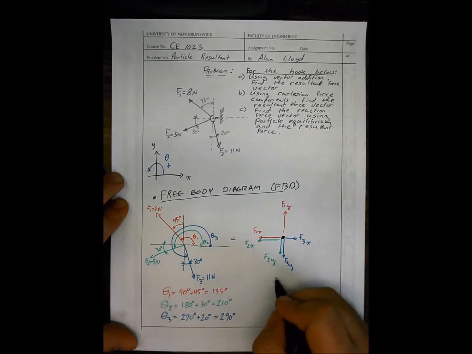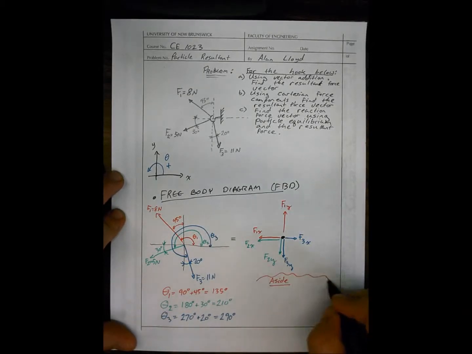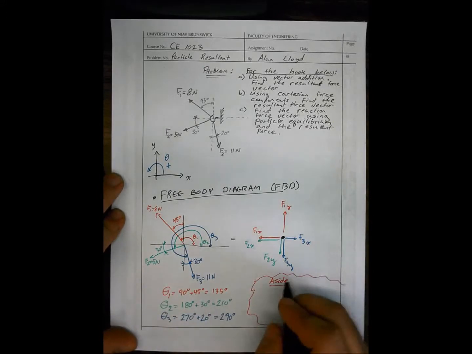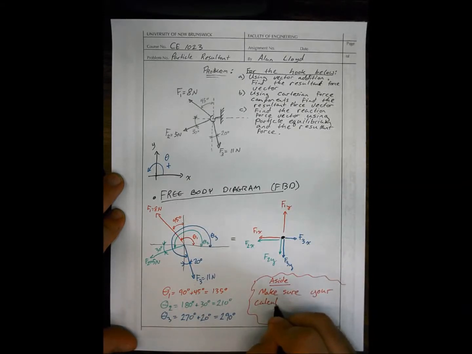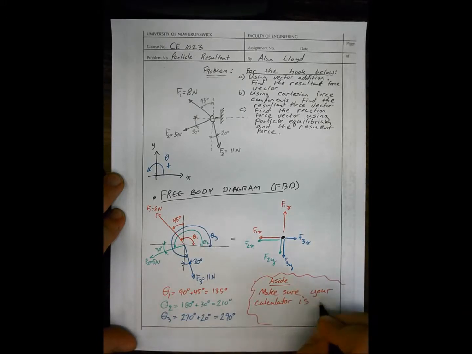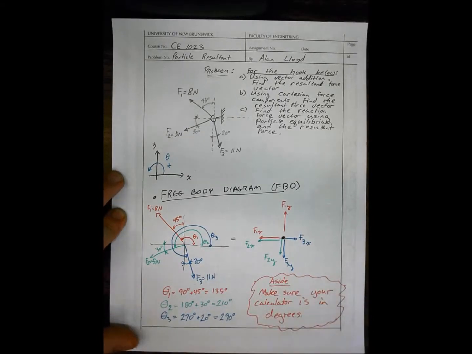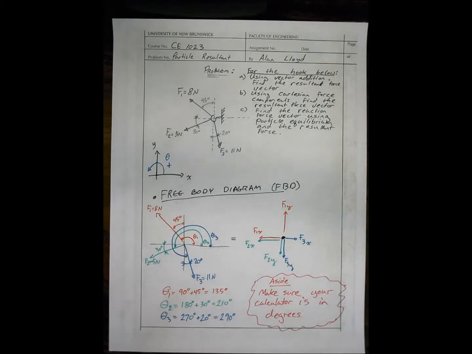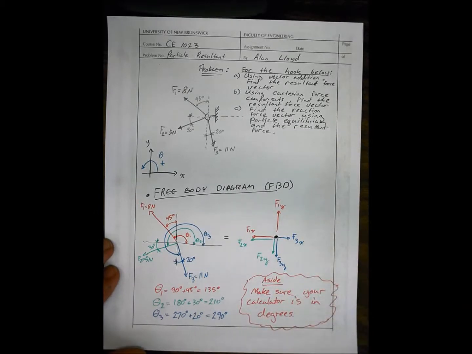Now, I'll just put an aside here because I've seen this happen too many times. I'll put a little squiggly line around it so we know it's not part of the problem. Make sure your calculator is in degrees, and make sure you know how to change it from radians and gradians to degrees in a test scenario. That's not something you want to learn on the fly, and I've seen it happen, and if you're not paying attention you can get some pretty random numbers that you might not catch until the end.